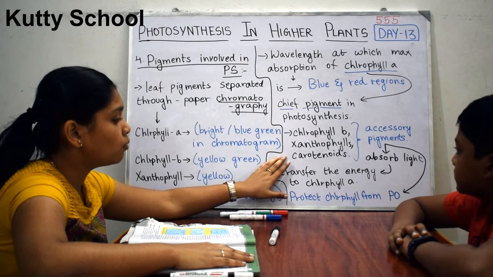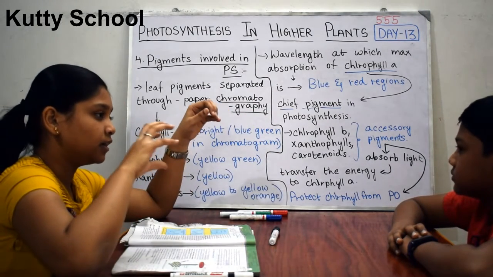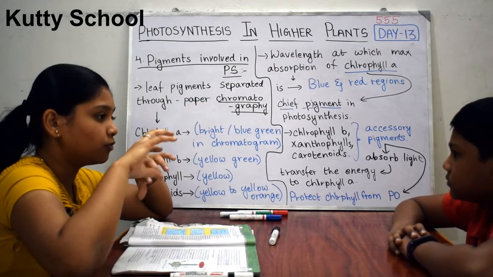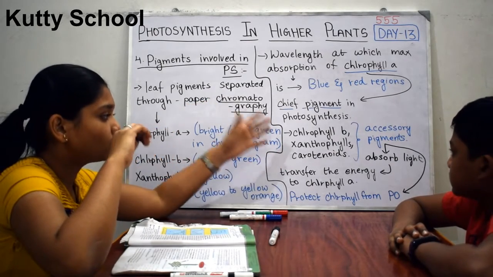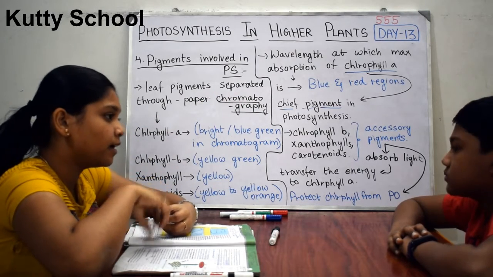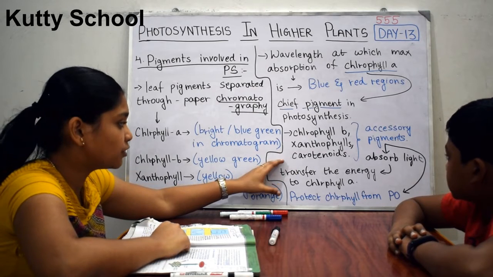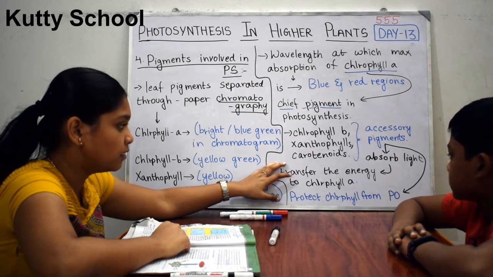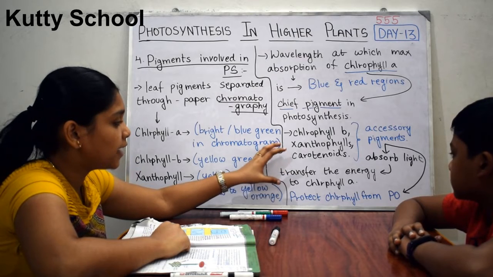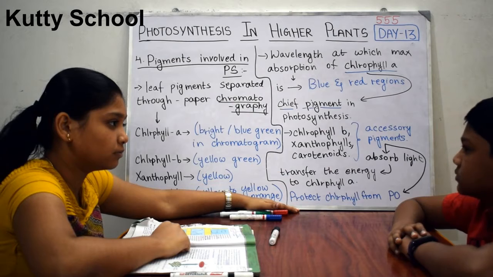So what do these accessory pigments do? Chlorophyll A is the center, like a head of these pigments. The accessory pigments absorb light and transfer the energy to chlorophyll A. They also protect chlorophyll from photooxidation.